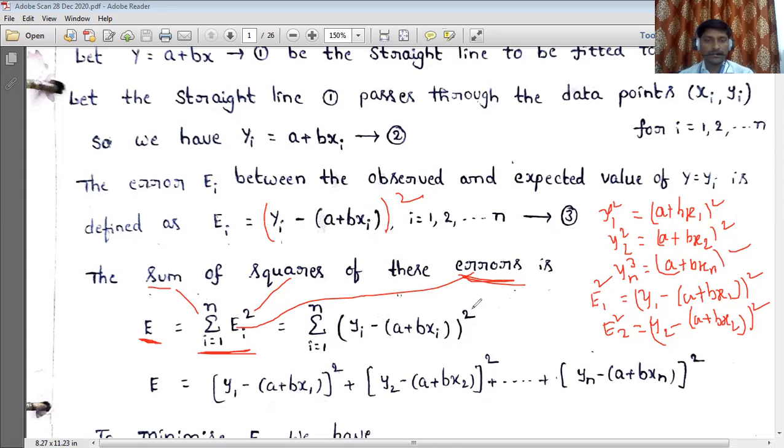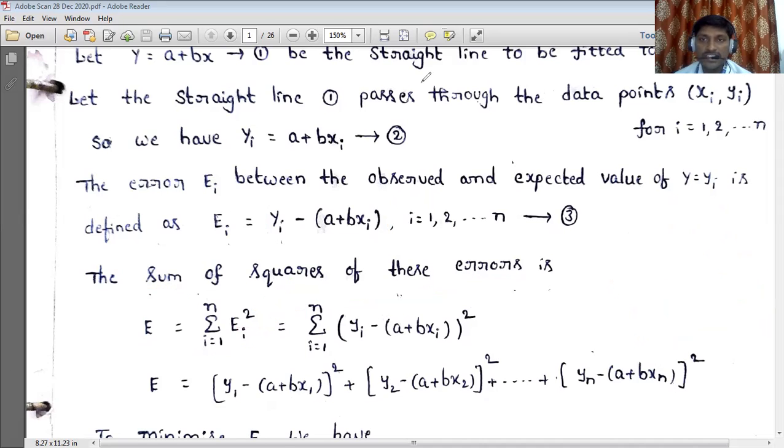Now we are expanding this. E is equal to, first substituting i as 1, (y1 minus (a plus b x1)) whole squared, plus (y2 minus (a plus b x2)) whole squared, plus and so on, plus (yn minus (a plus b xn)) whole squared.